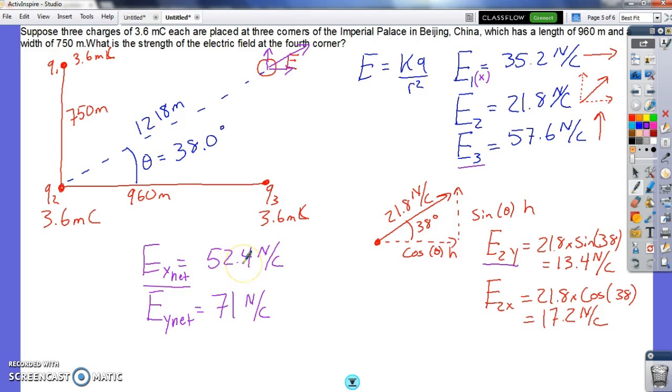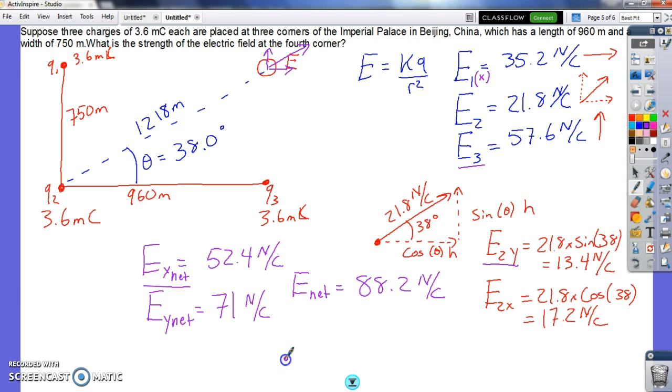And so we end up doing that, and we can say that our E net, when we do that Pythagorean theorem, we end up with 88.2 newtons per coulomb. And now what we can actually do is find out what that angle is.